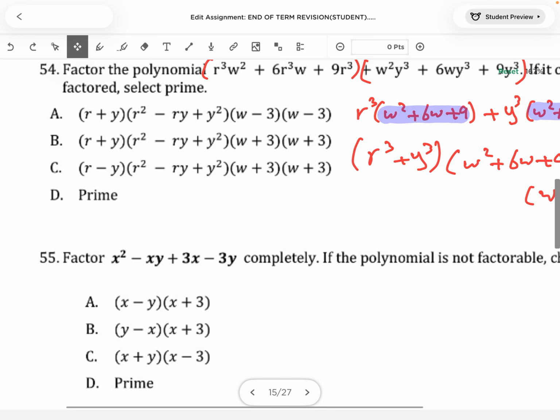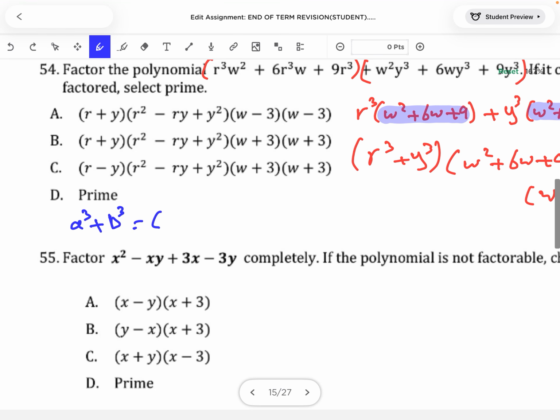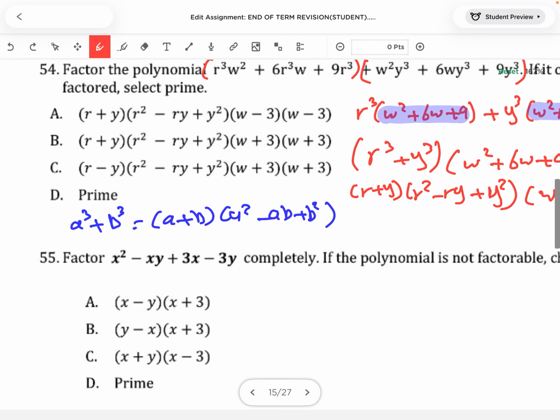This is a sum of two cubes. And I think the rule is given in your formula sheet. A cube plus b cube is a plus b times a squared minus ab plus b squared. So I will apply it here. So it will be r plus y times r squared minus ry plus y squared. And the answer is B.